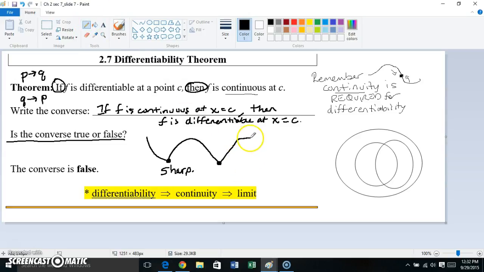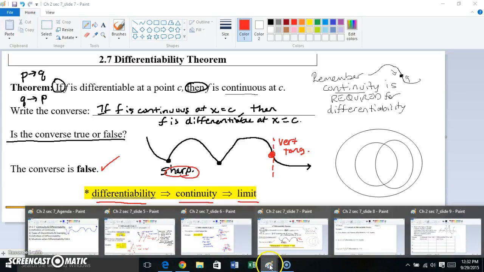Remember, we could have a graph that has a vertical tangent in it. A little harder to draw. So if there's a vertical tangent or a sharp point, the graph is continuous but not differentiable. Okay, so this converse is false. So differentiability implies continuity and implies that your limit exists.